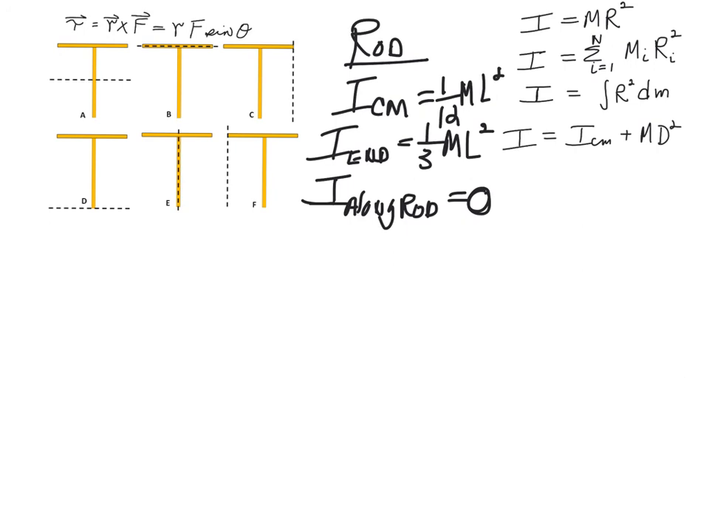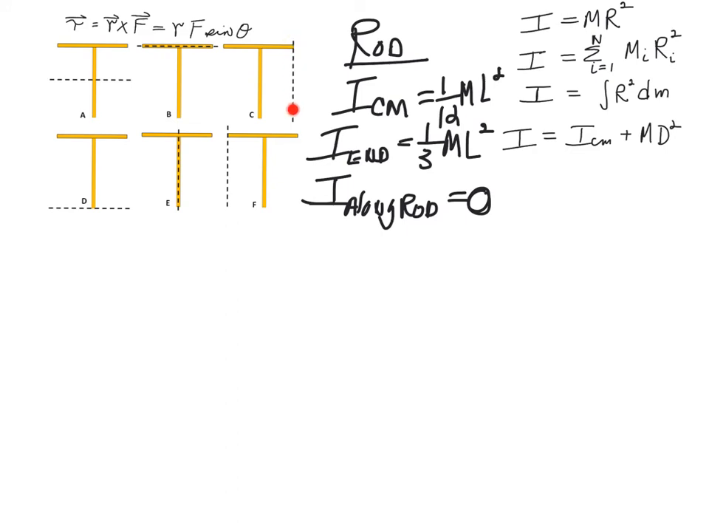Let me comment on the others, and I'll do one more. So B, you can see that the horizontal rod is going to have an inertia of zero because it goes through the center, and the axis is about the end of the vertical rod, and so that's going to be 1/3. So it's going to be 1/3 plus 0.